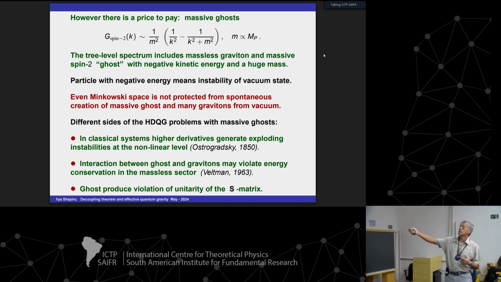And one particle has 0 mass and positive kinetic energy because the overall sign is positive. But the second particle has huge mass, proportional to Planck, and negative kinetic energy. This is called ghost. What does ghost mean?